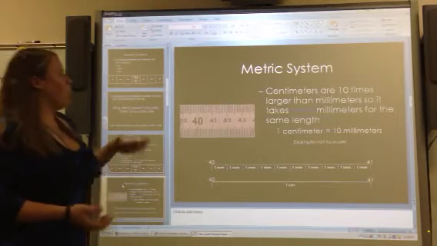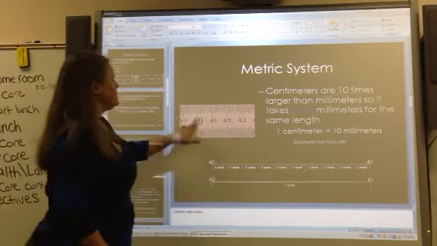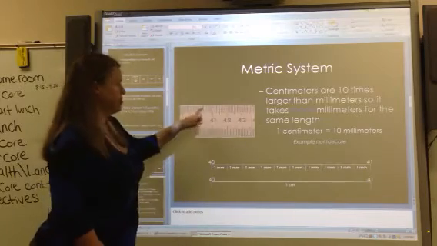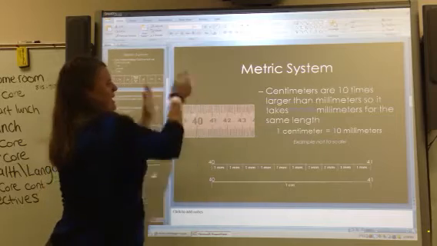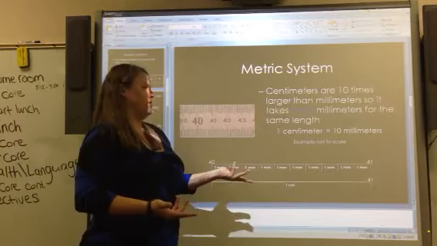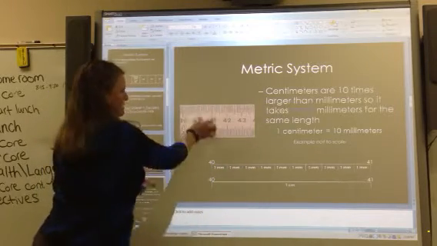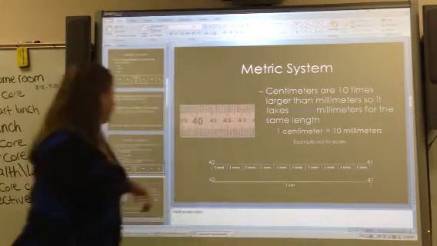This is a picture of a zoomed-in ruler. The centimeters are the big numbers that are written, and the millimeters are the little teeny dashes in between. There are 10 of those millimeters inside of every centimeter. So 1 centimeter equals 10 millimeters. You don't have to memorize that, but you should know that everything's in base 10.